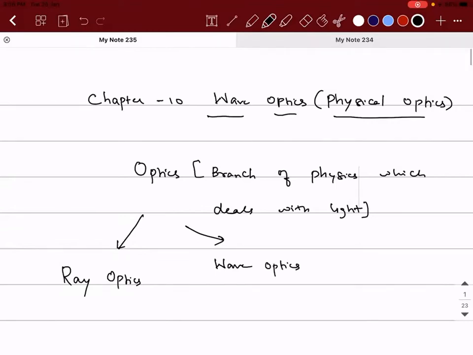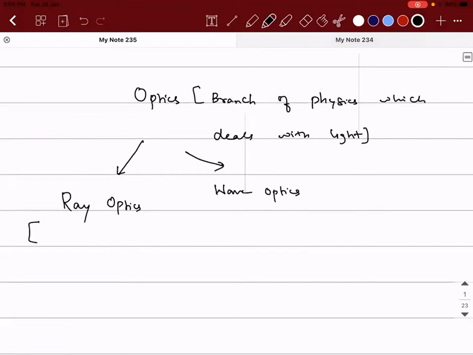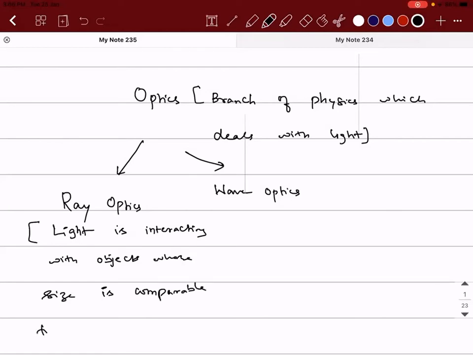Right. So knowing this fact, we will try to answer. This is when light is interacting with objects whose size is comparable to the wavelength of light used. Means if light is interacting with those objects where you can compare the wavelength of that light with the size of the object, under that scenario, the branch of optics that is classified is ray optics.